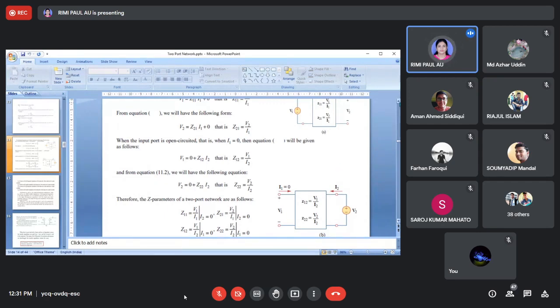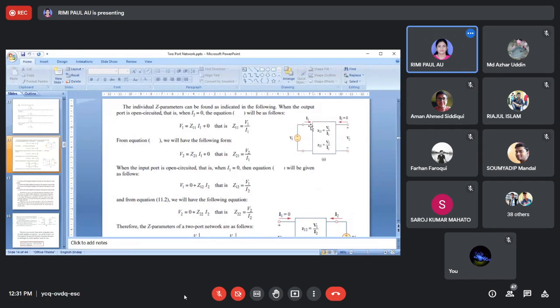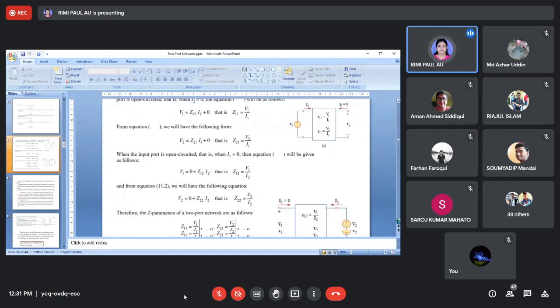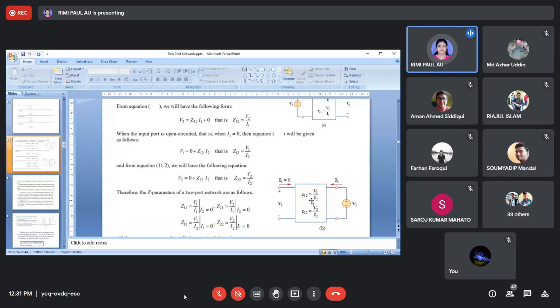So from this first circuit we can measure Z11 and Z21, by open circuiting the output port, so that I2 is equal to 0. And here we get Z12 and Z22, by open circuiting the input port and giving the supply to the output port. Is that clear? How to find Z11, Z21, Z12, Z22?